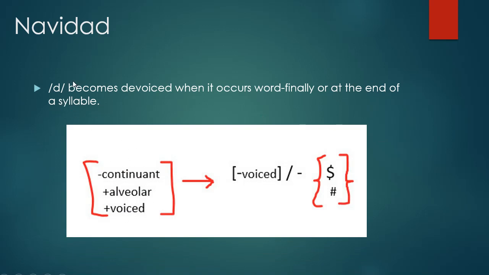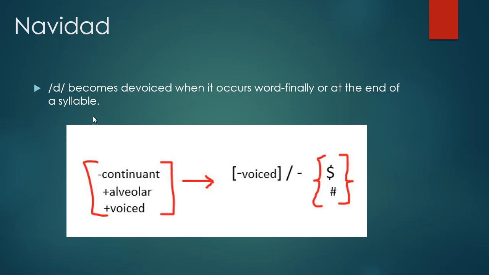These features here represent this sound, right? Because this sound is minus continuant, which means that it is a stop sound. This is plus alveolar, because this is an alveolar sound. And this is also plus voiced, because this sound is voiced. So, a voiced alveolar stop sound becomes devoiced, or voiceless, which is the same, when it occurs. Remember, this symbol means when it occurs, or in the environment of, word finally, or at the end of a syllable. So people, you can see here that I have represented this rule through these different symbols.